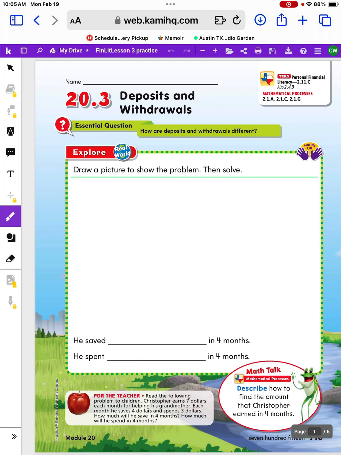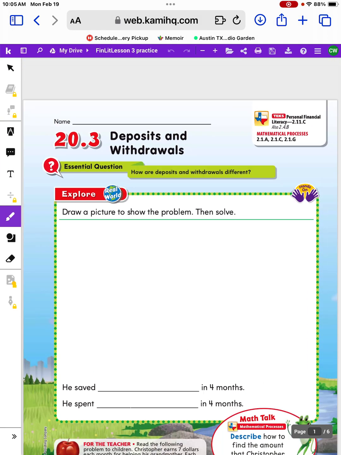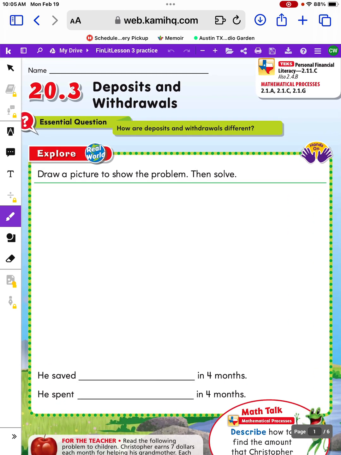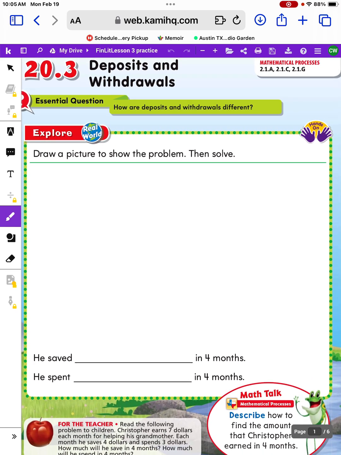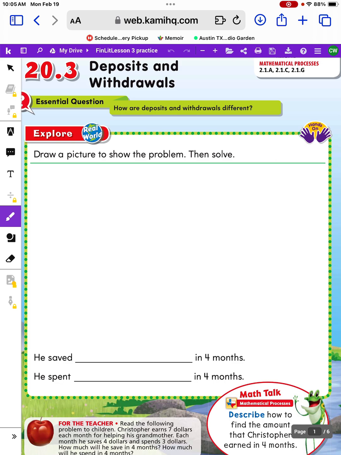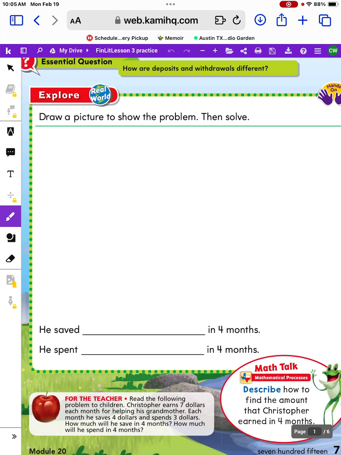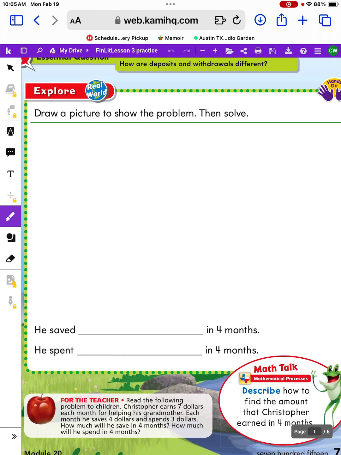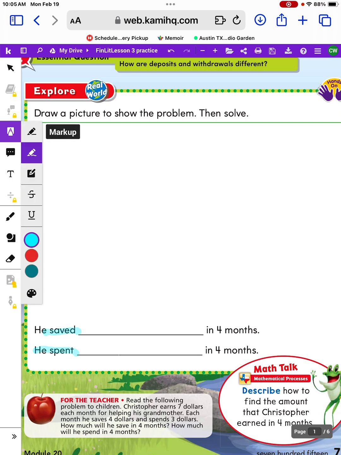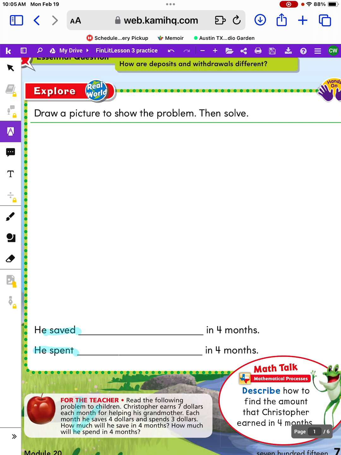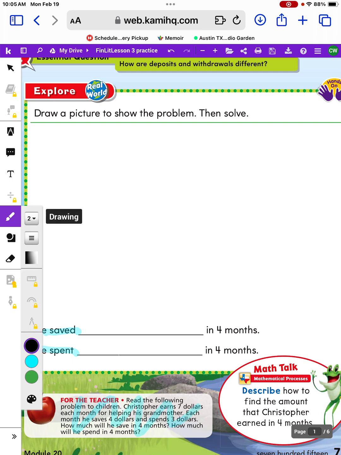Hey guys, here's lesson 3's practice for deposits and withdrawals in our financial literacy unit. So we're going to do this one together just like we've done before. So this is deposits and withdrawals. We're going to draw a picture to show the problem, then solve. Okay, so we see that we're going to be looking for amounts saved and amounts spent. So let's look down at the bottom for what we're needing to solve.